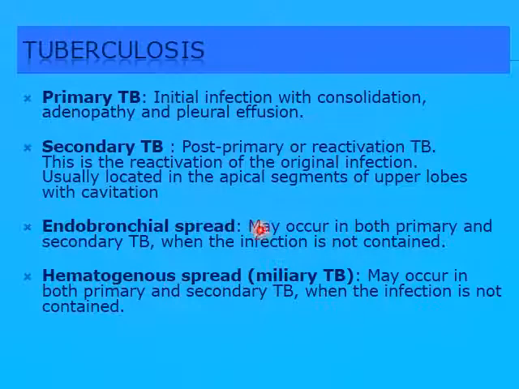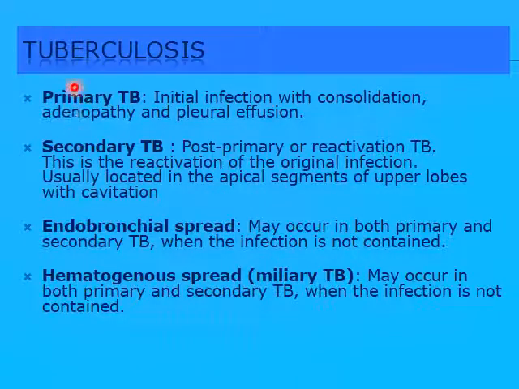Next disease, TB. I think all of you know TB can be primary or secondary. Primary TB is the initial infection with consolidation, adenopathy, and pleural effusion. It is seen in children without previous BCG vaccination. Secondary TB, or what is called post-primary or reactivation TB, is characterized by the presence of pneumonia with reactivation, formation of lung abscess, and as it heals, it presents with nodules, cavitations, lung fibrosis.